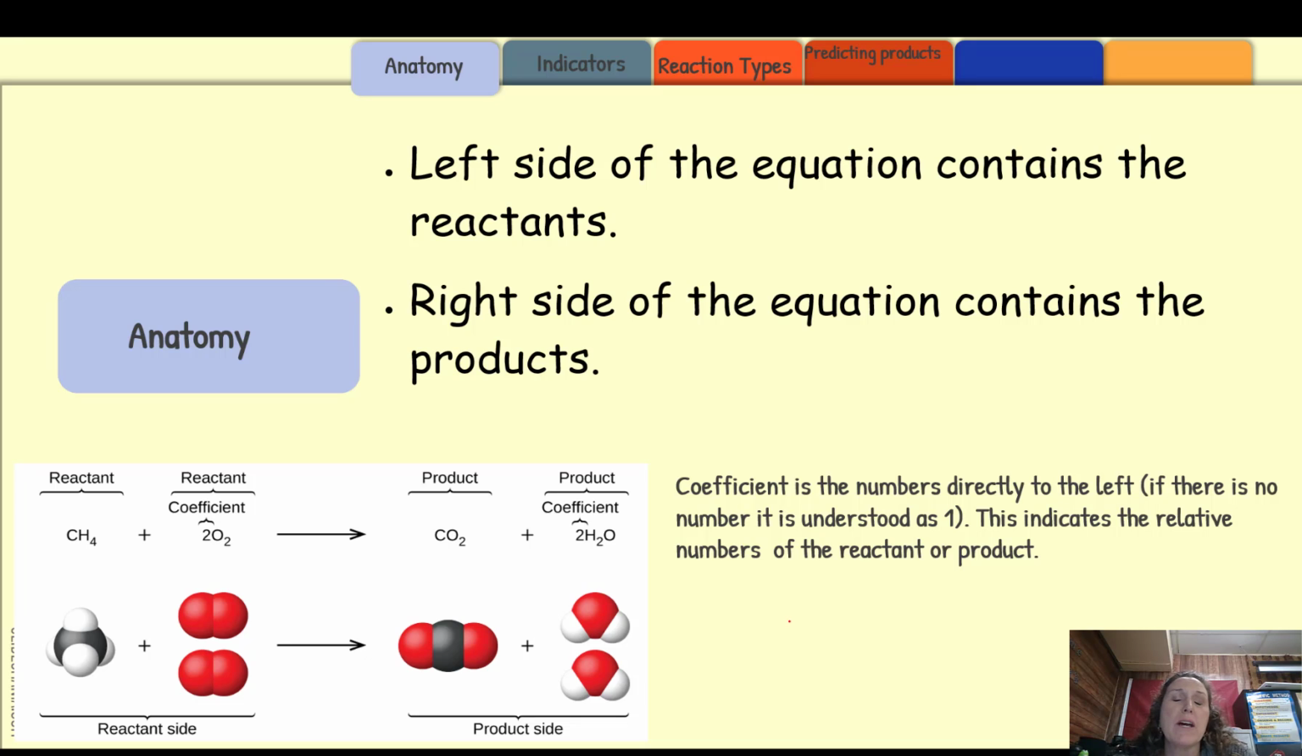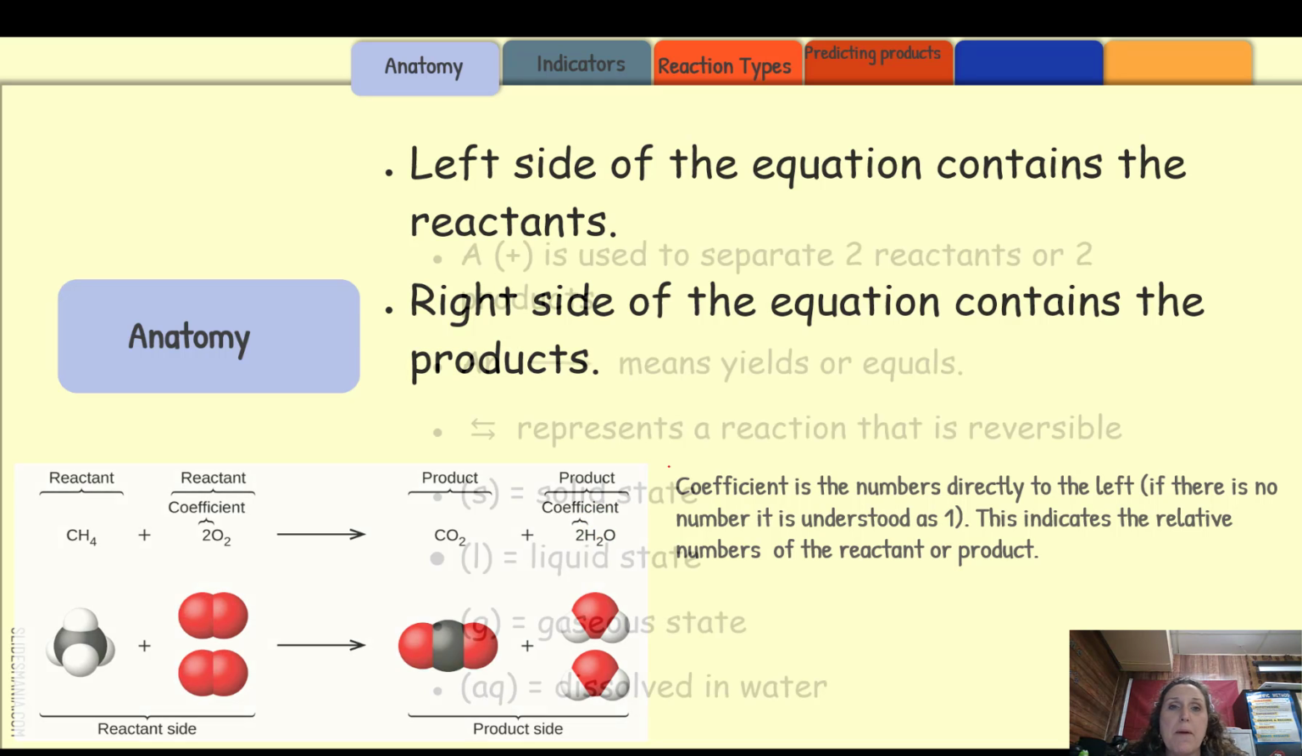All right, so just a little bit more information on the equations. The left side of the equation contains the reactants, and the right side contains the products. The coefficient is the large number in front of an element or a compound. This indicates the number of the reactant or the product. So if you look here, this coefficient right here, 2, applies both to the hydrogen here and the oxygen here. This subscript 2 only applies to the hydrogen. So that's really important to keep in mind.